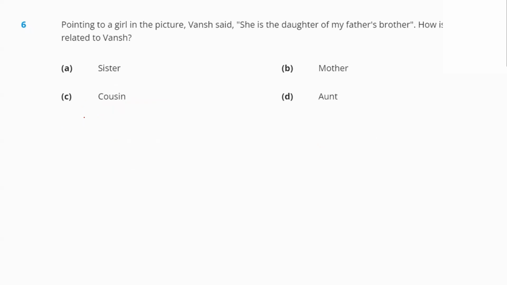Pointing to a girl in a picture, Vansh says, she is the daughter of my father's brother. How is that girl related to Vansh? So Vansh says that she is the daughter of my father's brother. So father's brother is Vansh's uncle, and the daughter of an uncle is a cousin of Vansh. So our answer C is the correct answer. Moving on to the next question.